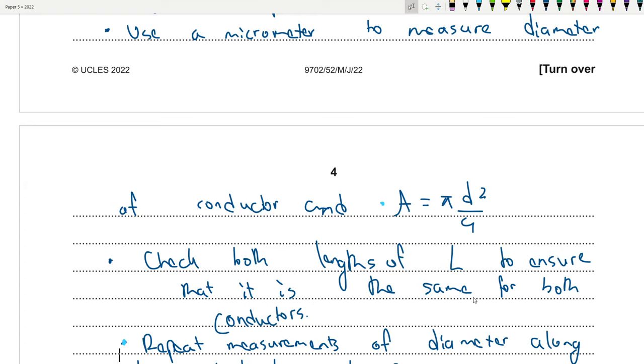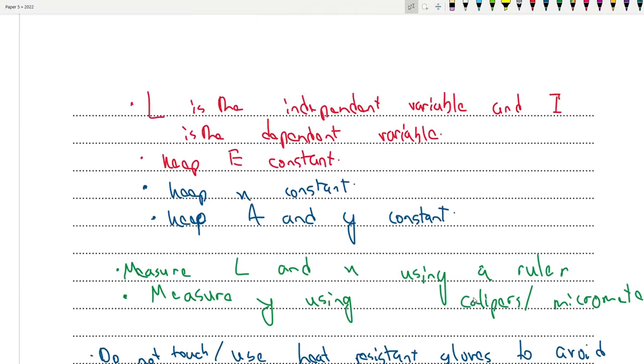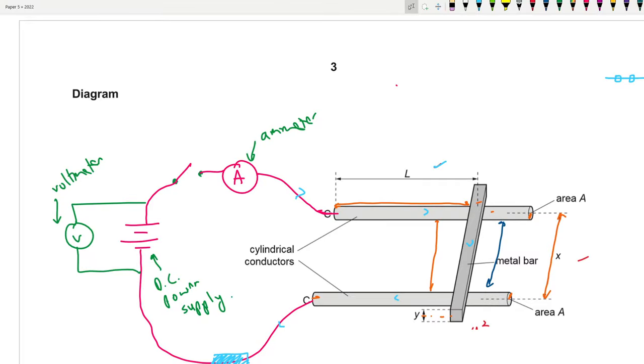Now you gotta ensure something. We have to check that both lengths of L are the same for both conductors. Do you know what this means? Basically, check this. This is a circular object, so it tends to rotate. It could have been like this. Check this, guys. What if we placed it in a slanted manner? What if it was like this? What if it was slanted? You get what I mean?